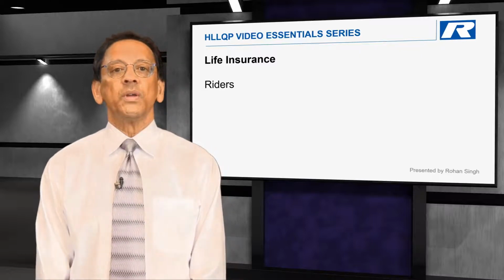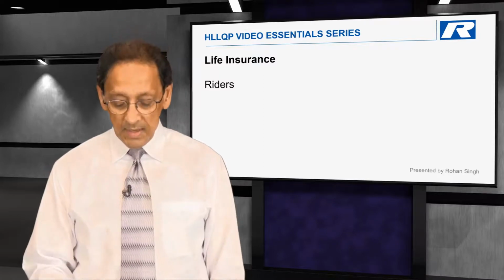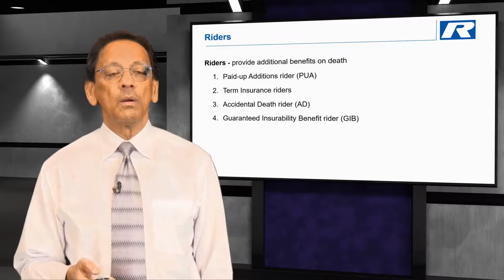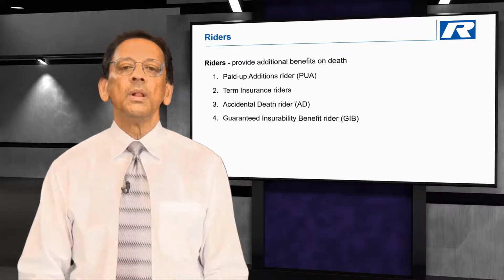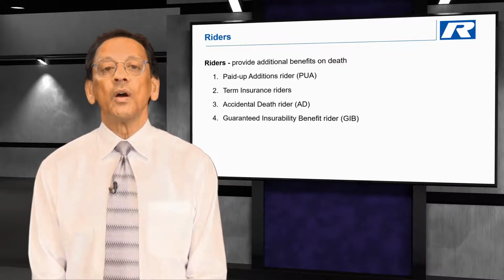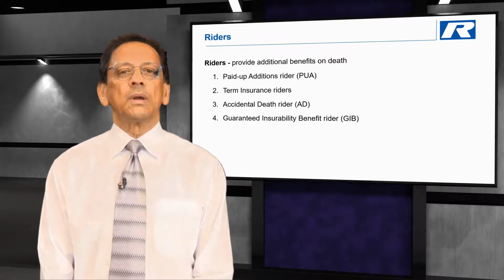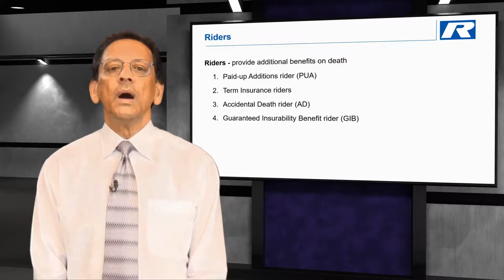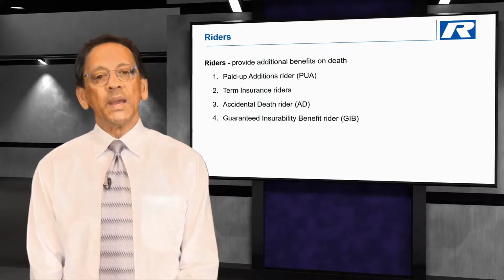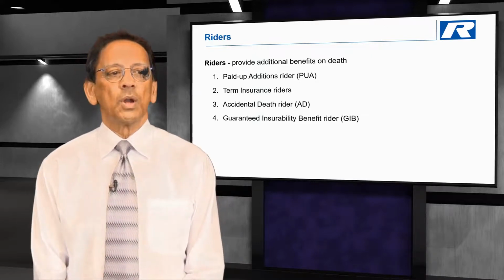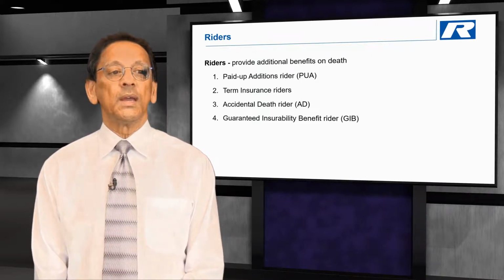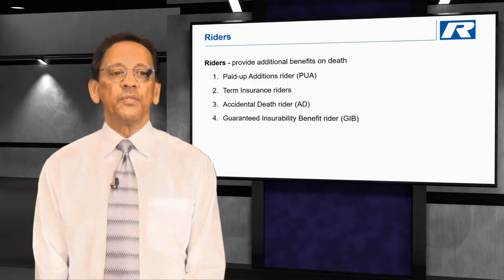So now let's start with riders. There are many riders available. Many companies have riders that are specific to what they're offering. Your textbook covers 4 common riders. And so we're going to talk today about the paid up additions rider, term insurance riders, accidental death benefit riders, and guaranteed insurability benefit rider.